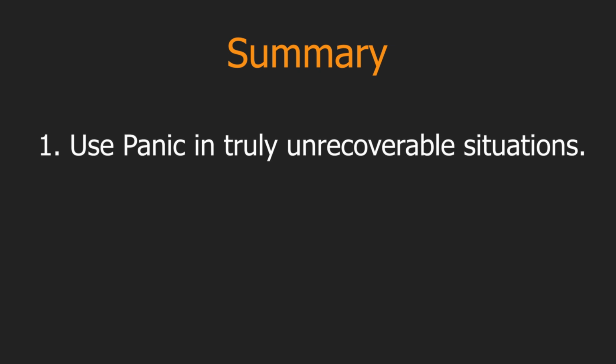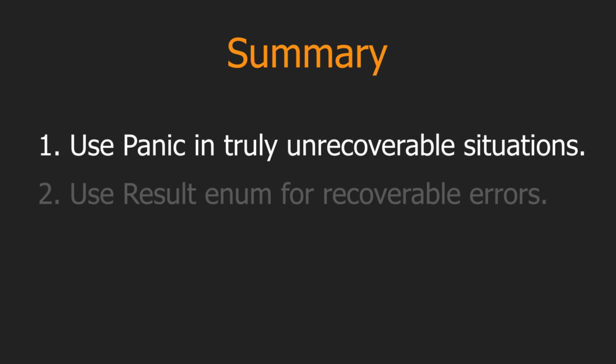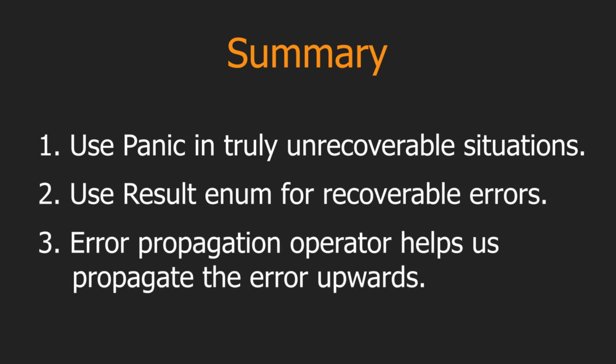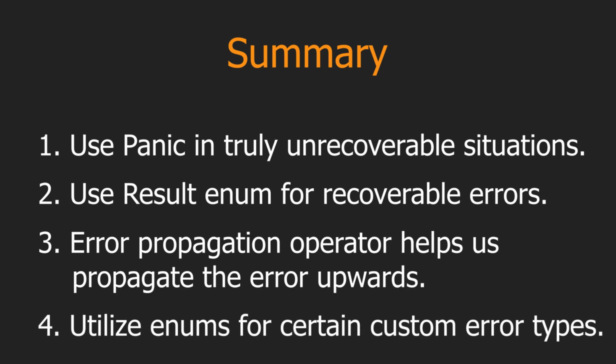Okay, so what all we have learned about error handling in Rust? Use panic in truly unrecoverable situations. Use result enum for recoverable errors. Error propagation operator helps us propagate the error upwards. And we can utilize enums for certain custom error types. I have to agree that error handling in Rust can feel a bit verbose at first. But this strictness helps us prevent runtime crashes. This actually makes Rust suitable for safety critical systems.